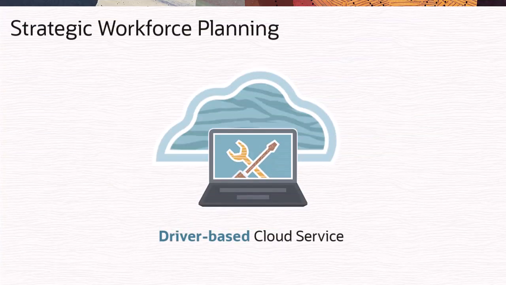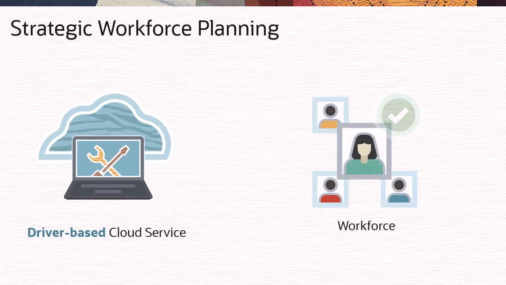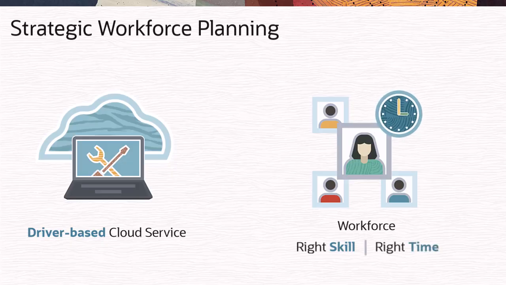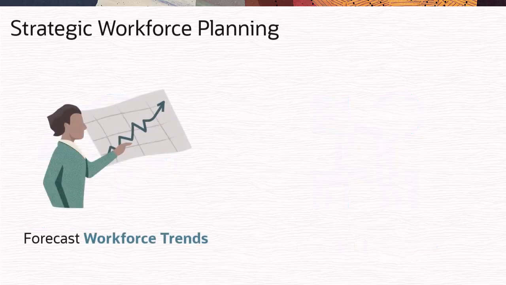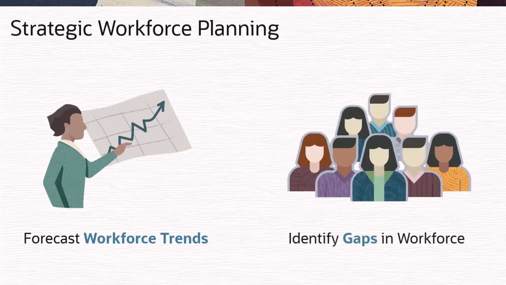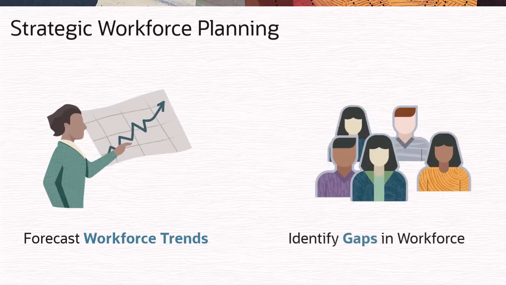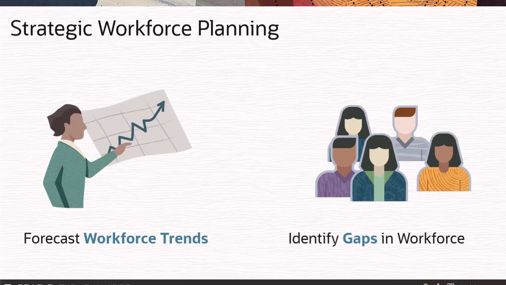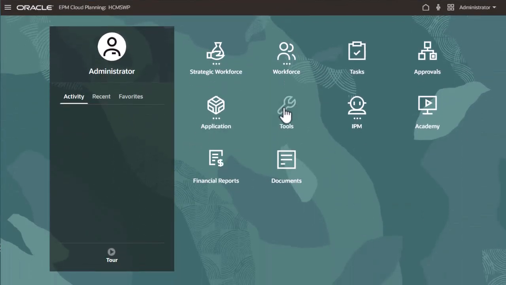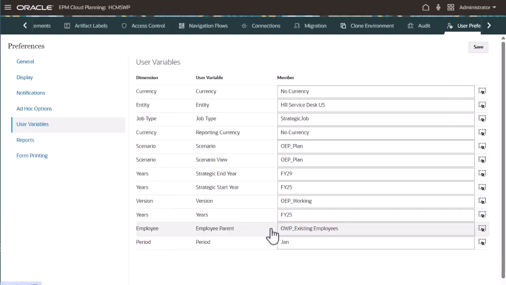Strategic workforce planning is a driver-based system that helps you ensure that you have a workforce with the right skills at the right time to support your organization's strategic objectives. With strategic workforce planning, you can proactively forecast future workforce trends and identify gaps in your workforce against your strategic goals. To get started, ensure that your user variables are set.